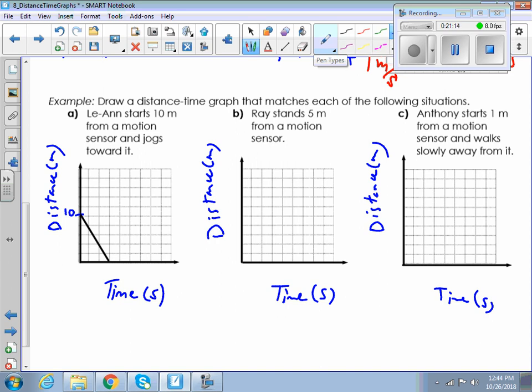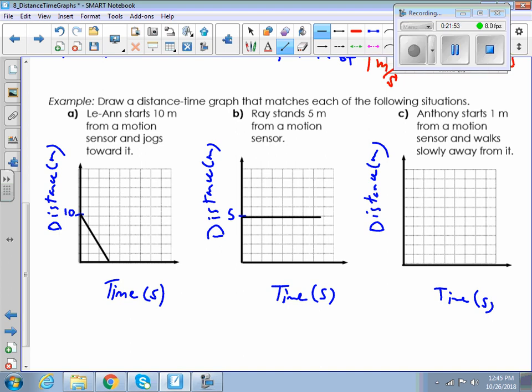Okay. So that's how that would look. Second one says Ray stands 5 meters from a motion sensor. So let's say that's my 5 meter. How would I show this? A horizontal line. I saw some of you were putting a point there, a dot. Remember, that's just showing one instant, a point. But if I'm just standing, that means the time is passing by. It's just that my distance is not changing. So I have to show that constant distance of 5 meters throughout. So it is a horizontal line.